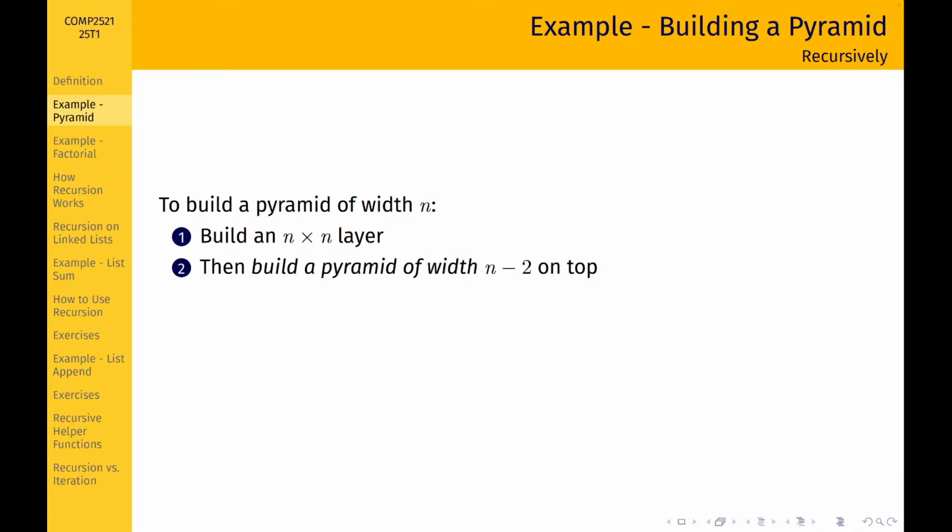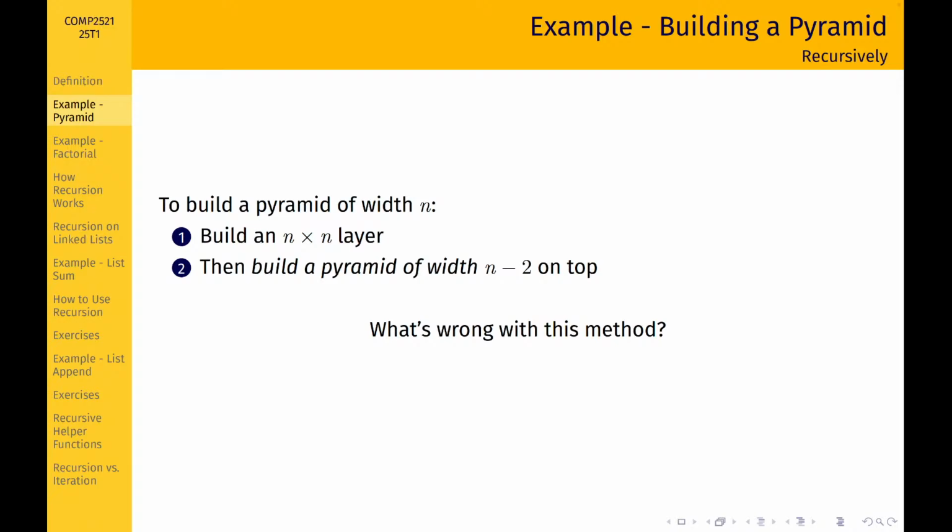But imagine a computer trying to interpret these instructions and build a pyramid. What's a problem that would arise? As a human, you would understand these instructions perfectly, but what trouble might the computer have with understanding these instructions? Yes? Yeah, so it won't know when to stop.